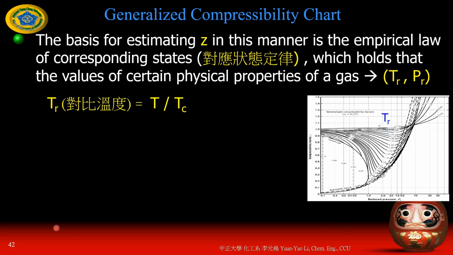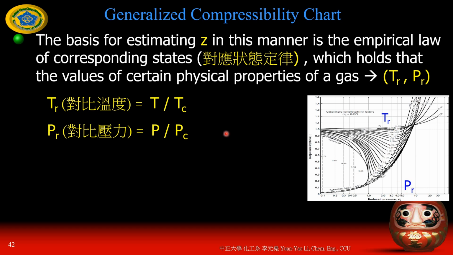And here, remember we introduced TR, the reduced temperature. So as you can see, these solid lines are TR, and there's a number on each TR line, for example 1.7, 1.4, 1.3. And then PR, the reduced pressure, is the x-axis.